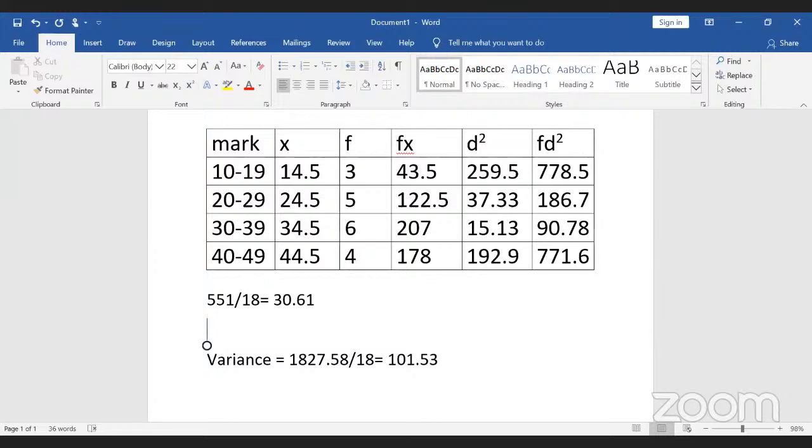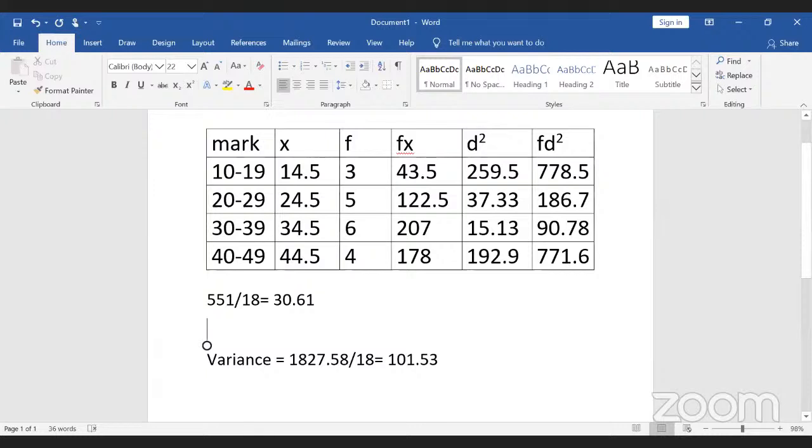The next deviation was 15.15. However, we had 6 students contributing to that square deviation. So we say 6 of them multiplied by the deviation, we get 90.75. Then lastly, we had a deviation squared of 192.9, which came from 4 students that were in the class 40 to 49. So we get FD squared.